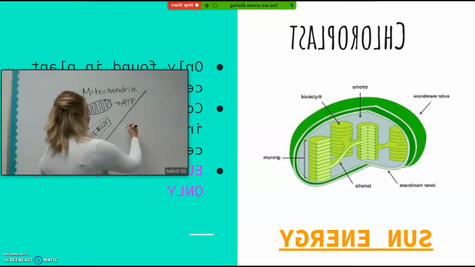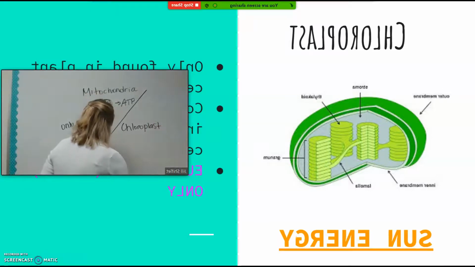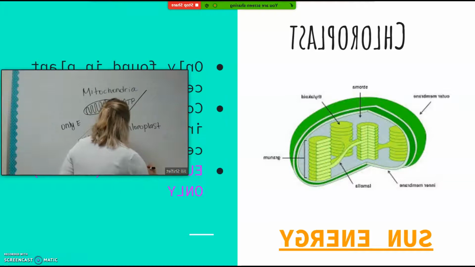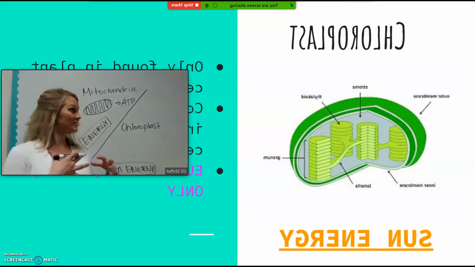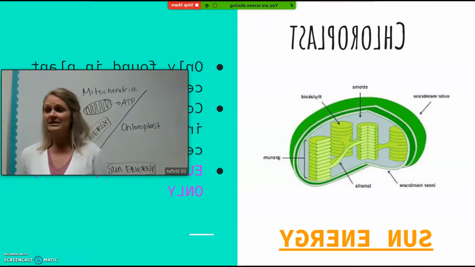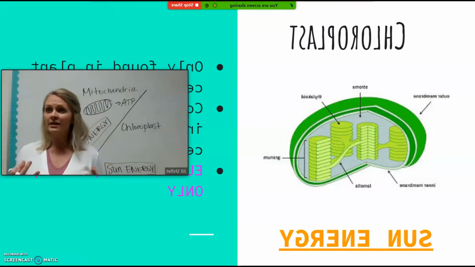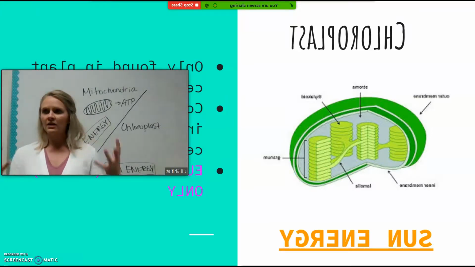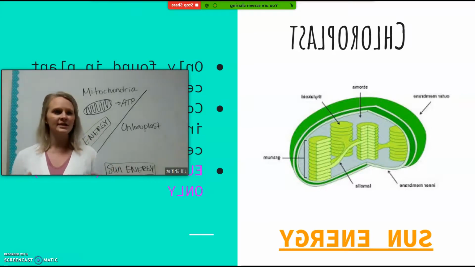Same category is going to be our chloroplast. The thing that you need to remember there is sun energy. So plants don't eat. Since they don't eat, there's no food to break down. If there's no food to break down, there's nothing to give the mitochondria to change into ATP. So instead, they get their energy from the sun. They soak in sun energy, light energy from the sun, and they go through a process called photosynthesis, and they create ATP that way. Because plant cells still have to have ATP. All cells run on ATP.